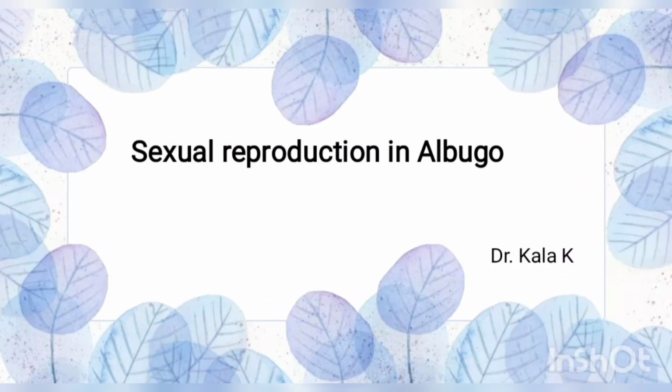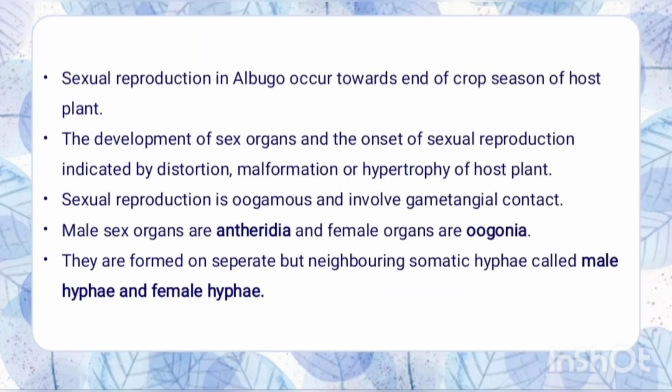Hello all, today we are discussing sexual reproduction in Albugo. We have already discussed the vegetative structure and also the asexual reproduction in Albugo. So now we are discussing sexual reproduction in Albugo. Sexual reproduction in Albugo occurs towards the end of the crop season of the host plant.